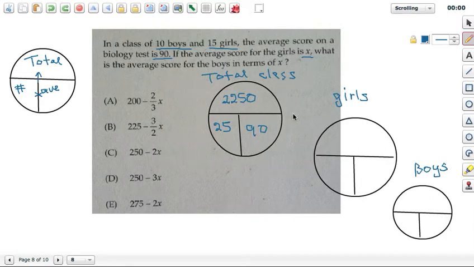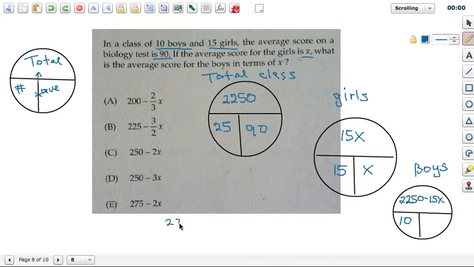What information do I have for girls? I know that there are 15 girls. And I know that the average is X. So the total will have to be 15X. What do I know about boys? I know there are 10 boys. And I also know that 2250 minus 15x will be the total for the boys. 2250 minus 15x for the boys. I can easily figure out the average for the boys by dividing 2250 minus 15x over 10.